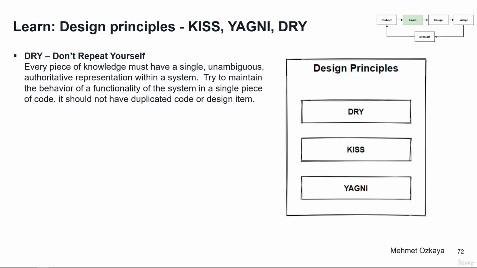Every piece of knowledge must have a single, unambiguous, authoritative representation within a system. So this means that you must try to maintain the behavior of a functionality of the system in a single piece of code. It should not have duplicated code or redundant items. Since we are looking at these principles for system design, we will follow the same concept as in software development.